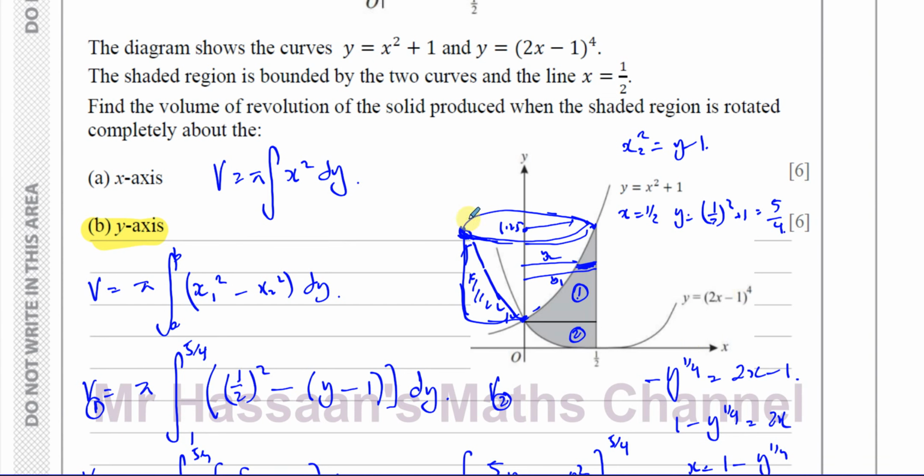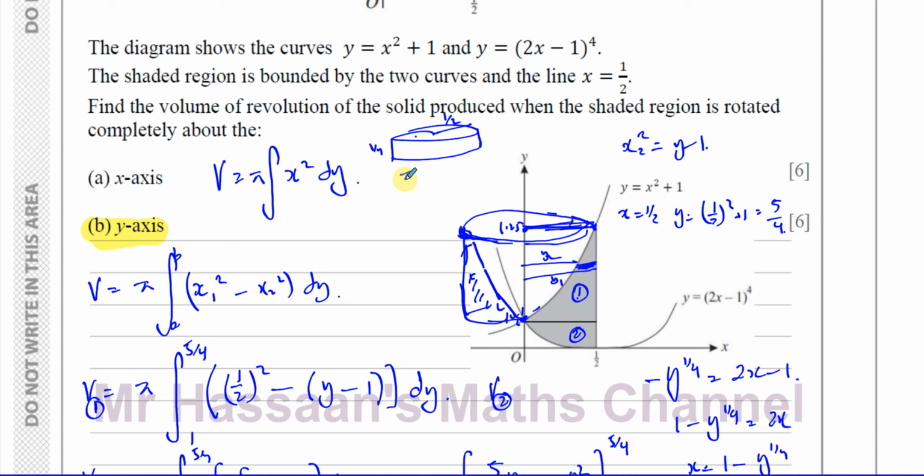And there would be an alternative way of answering this question, but you'd still have to split it into two parts. You could have the whole cylinder minus the volume of what's between here and there. The whole cylinder would be all the way up to here, where the radius would have been 1/2, and the height would be between 1 and 1.25. So the height would have been a quarter. So you'd have had a cylinder like this, with radius 1/2 and the height a quarter.